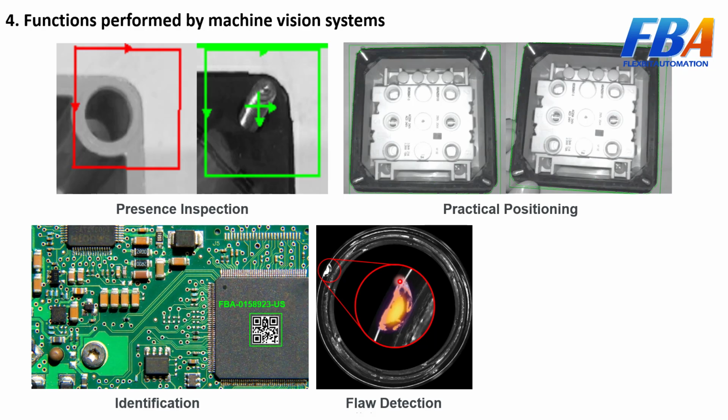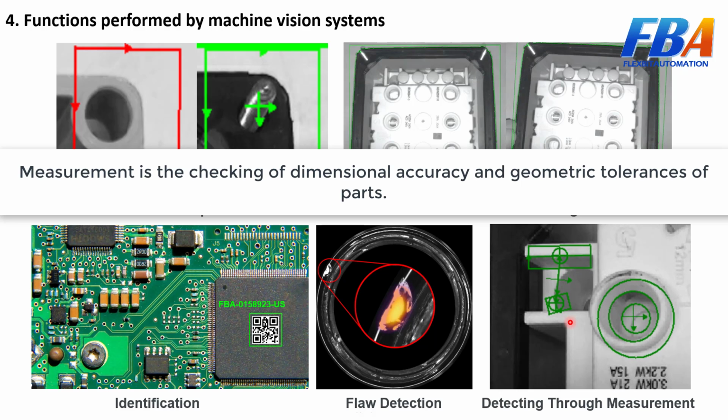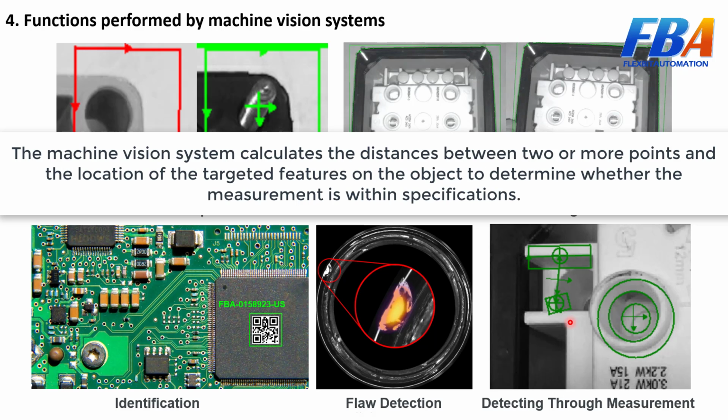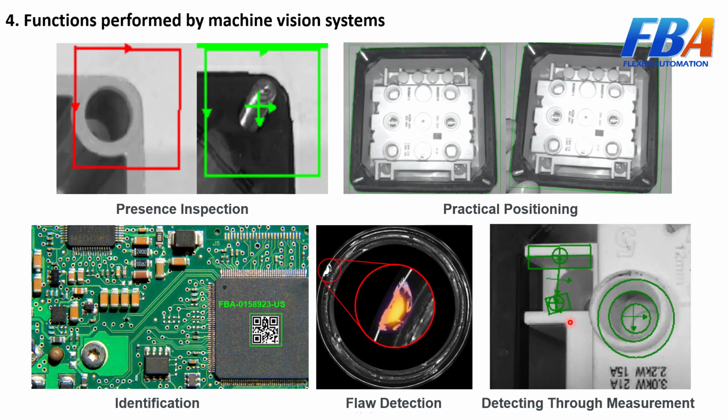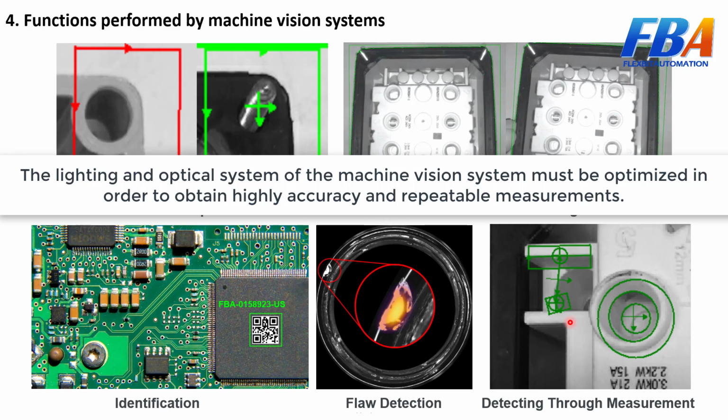And the next one is the function of detecting through measurement. Measurement is a checking of dimensional accuracy and geometric tolerance of the parts. The machine vision system calculates the distance between two or more points and the location of the target fixture or the object to determine whether the measure is within the specifications. The lighting and optical system of the machine vision system must be optimized in order to obtain highly accurate and repeatable measurement.